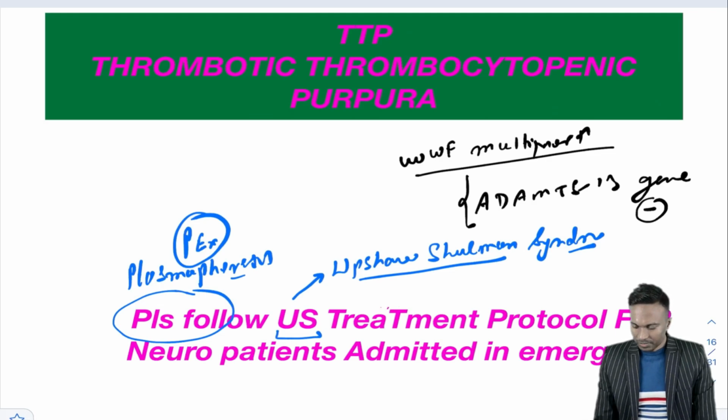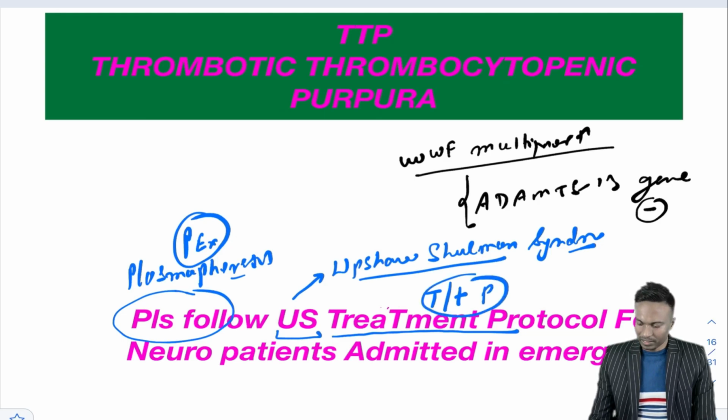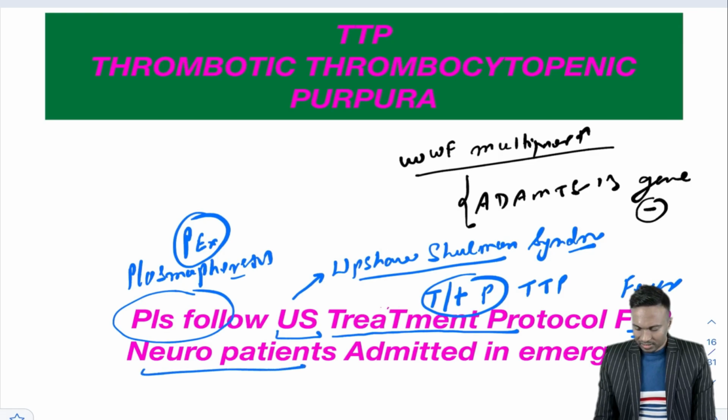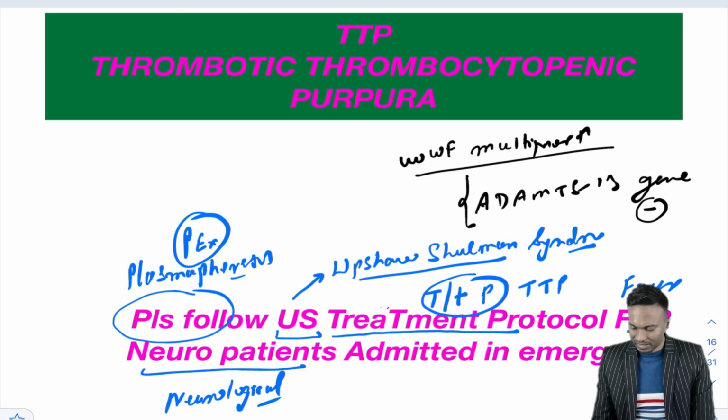What is treatment protocol? Sometimes you write treatment this way, treatment, and again you have protocol. This makes your TTP. So the mnemonic also includes the question, right? Plasmapheresis, Upshaw-Schulman syndrome, and then TTP. For here, the patient will suffer from fever also. Neuro patients, there will be neurological manifestations also. Whereas in HUS, fever and neurological manifestations will be missing.